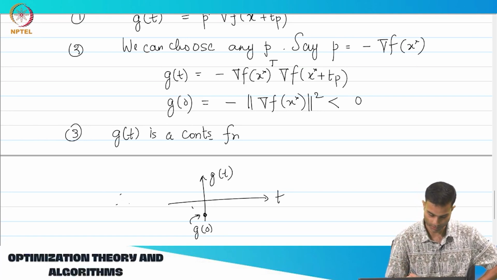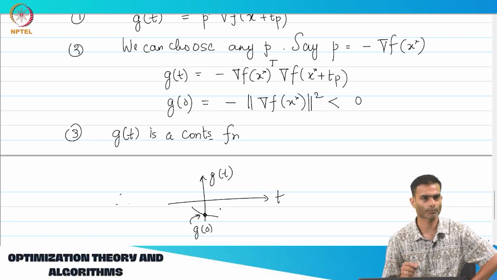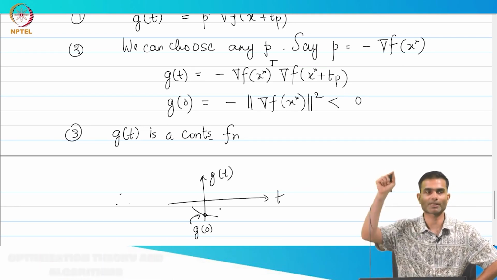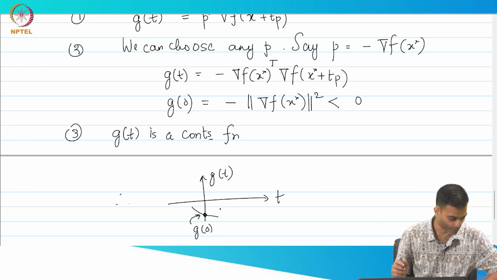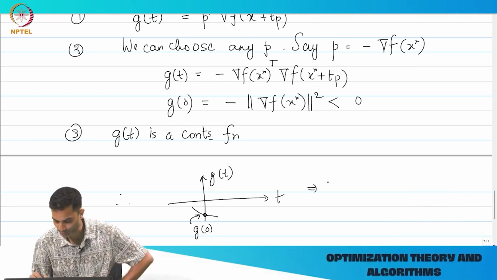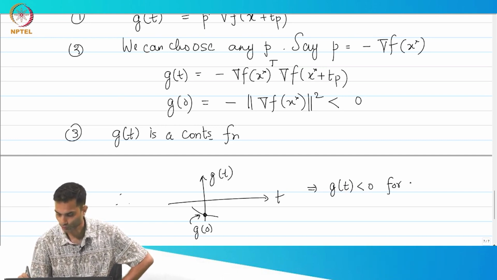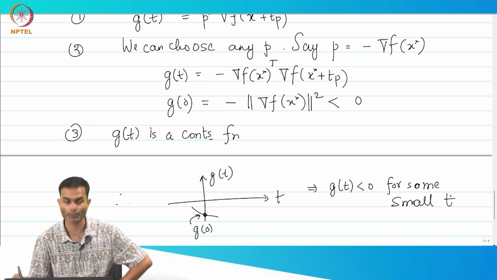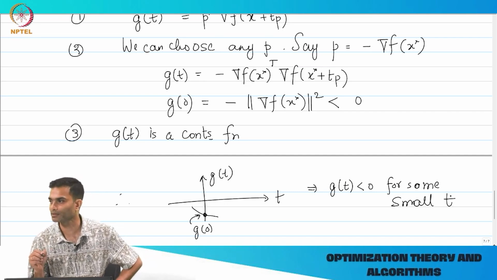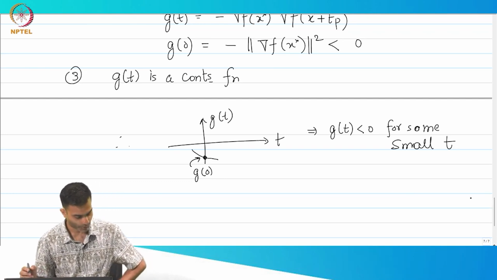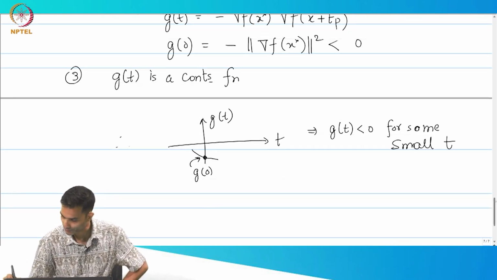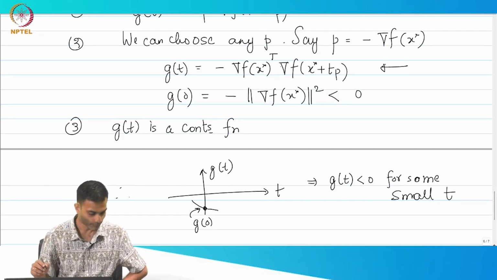Further, g of t is a continuous function. That means that it will be something like this, let's say, or any shape. Point is that it cannot jump to plus infinity in a delta tending to 0 distance, right? That's the meaning that it is continuous, right? So it implies that g of t is still less than 0 for some small t. I can always find a small enough t such that g of t is less than 0, right? So now we are beginning to tighten the noose. Now what is g of t? We have already written it over here. This is my g of t. Okay.